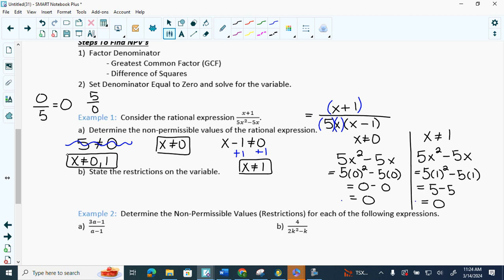Then here it says state the restrictions. X can't equal 0 and 1. I did this for effect. They're the exact same question written differently. The restrictions are what x can't be. The non-permissible values are what x can't be. It's just the same thing asked in a different way.